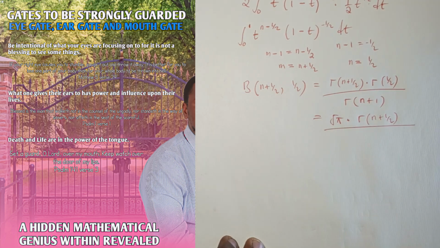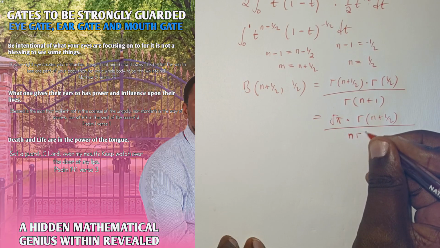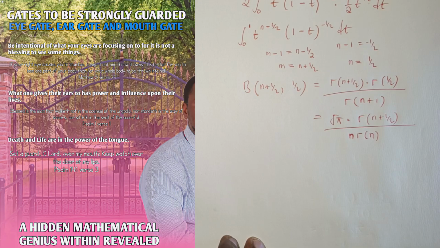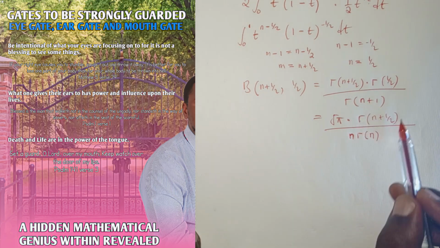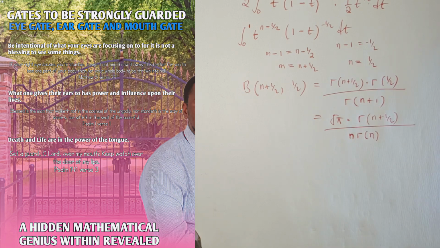Then this is gamma of n plus 1 over 2, over gamma of n plus 1. This is just n factorial. So in this case we just put n factorial. But this one here, gamma of n plus 1 over 2, is related to the duplication formula.